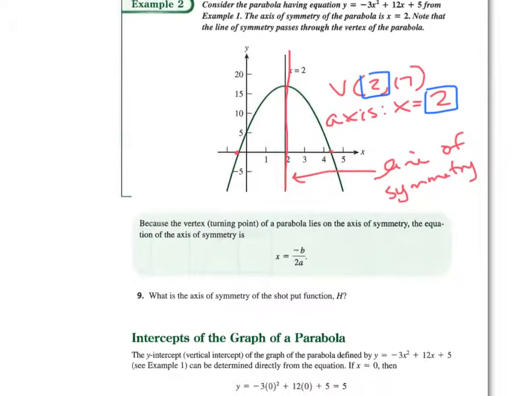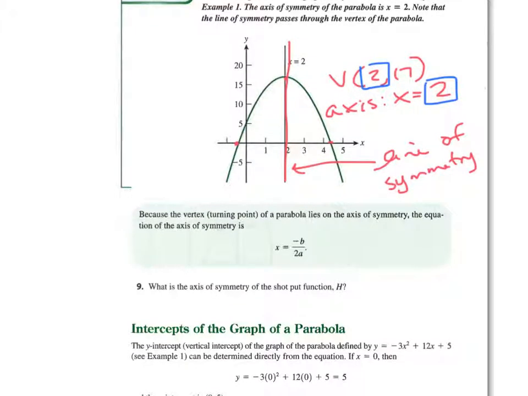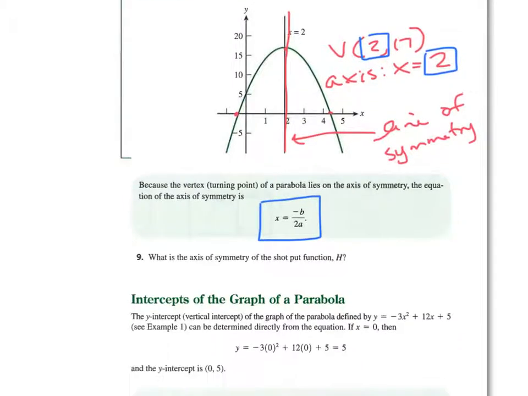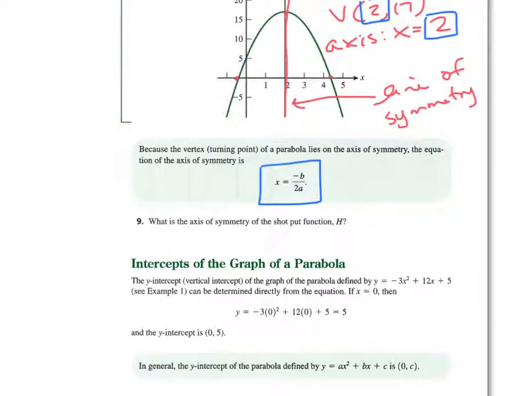So that's what we're saying down here. Because the vertex lies on the axis of symmetry, here's our equation, the full vertical line, x equals negative b over 2a, so it shares the same coordinate as the x part of the vertex. So what's the axis of symmetry for the shot put? Well, the x part of the vertex, I just have to remember, was 32.52. So my line of symmetry would be x equals 32.52. So no need to use the formula again because we already used it for the vertex. We already knew it would be lined right up with that vertex.